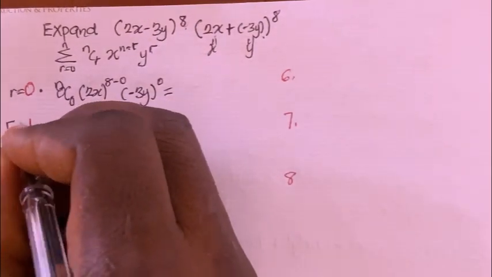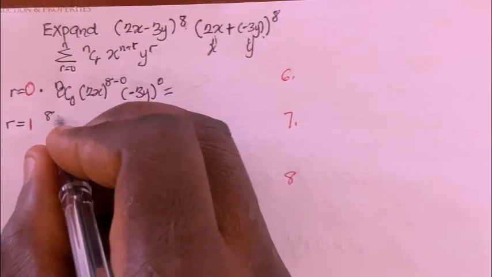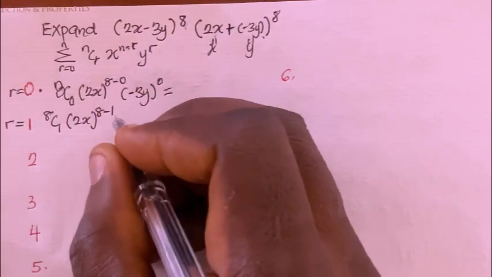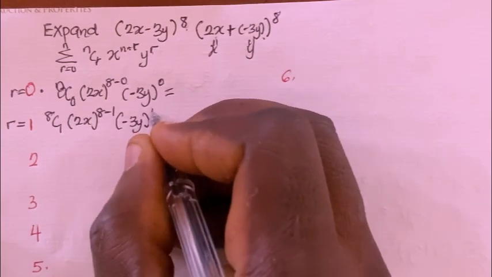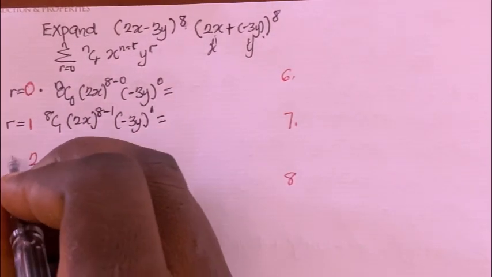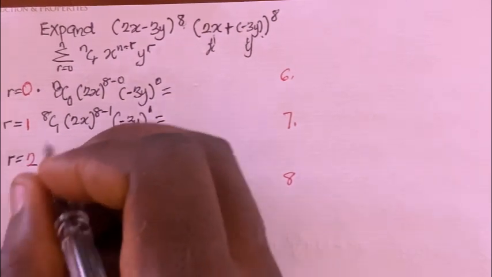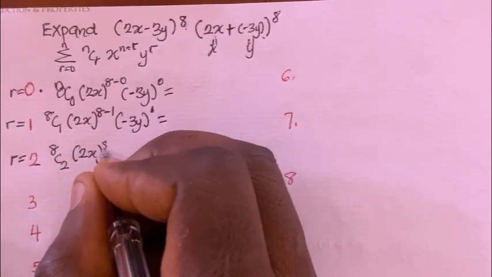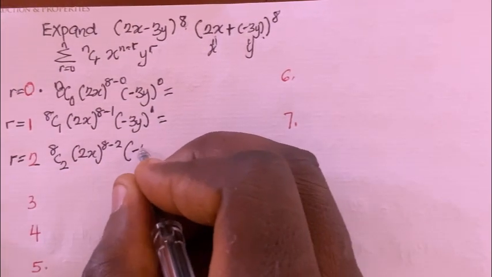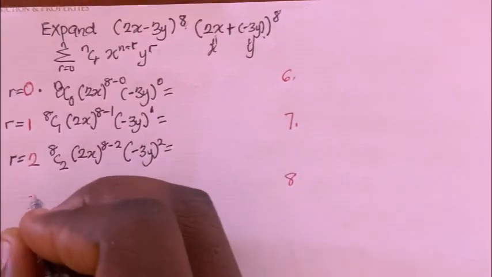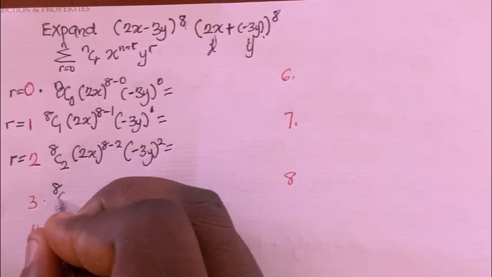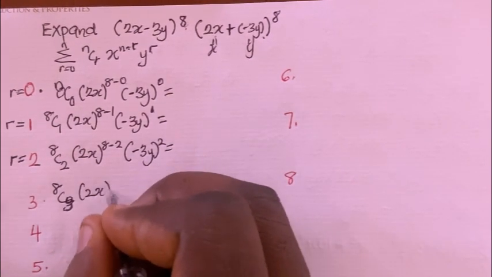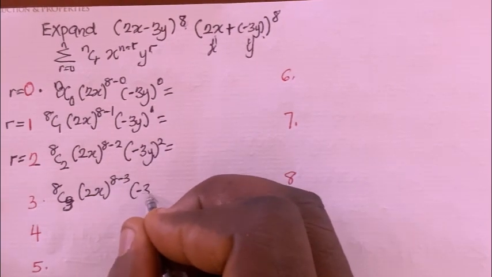Then for the second term, at r equals 1, I'm going to have 8 combination 1, then 2x raised to the power of 8 minus 1, followed by minus 3y raised to the power of 1. Then the third term, when r equals 2: 8 combination 2, 2x to the power 8 minus 2, and minus 3y all to the power of 2. Then the fourth term: 8 combination 3, 2x to the power 8 minus 3, then minus 3y all to the power of 3.